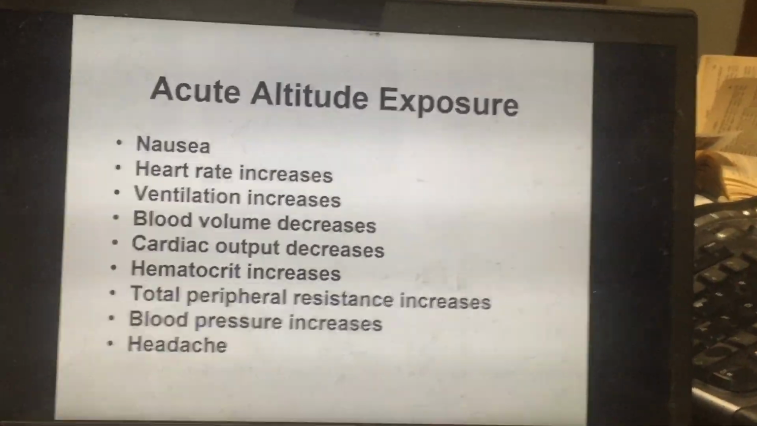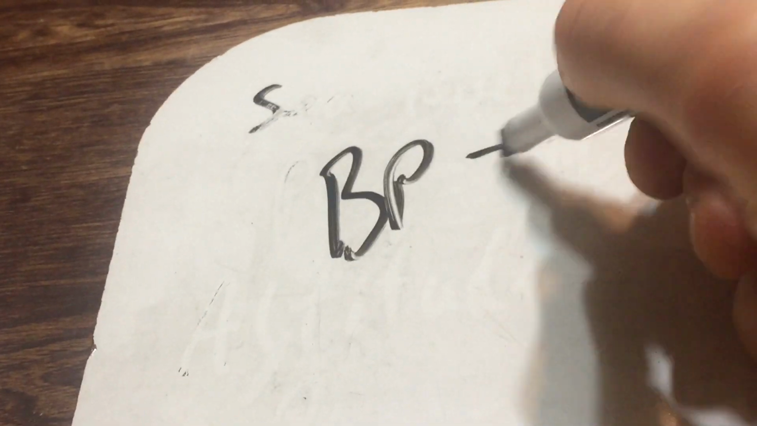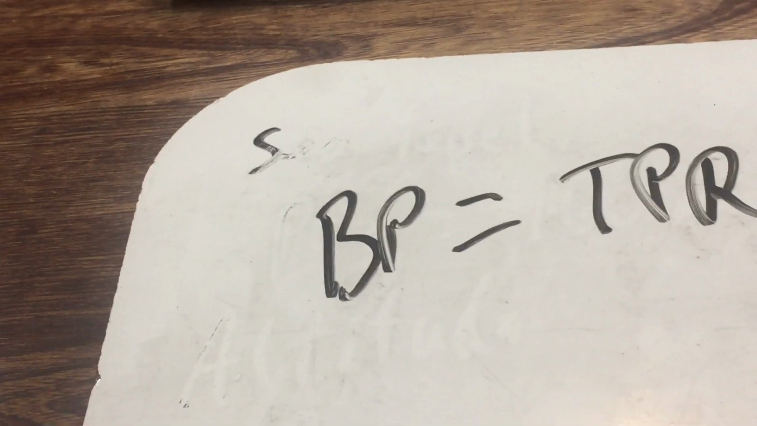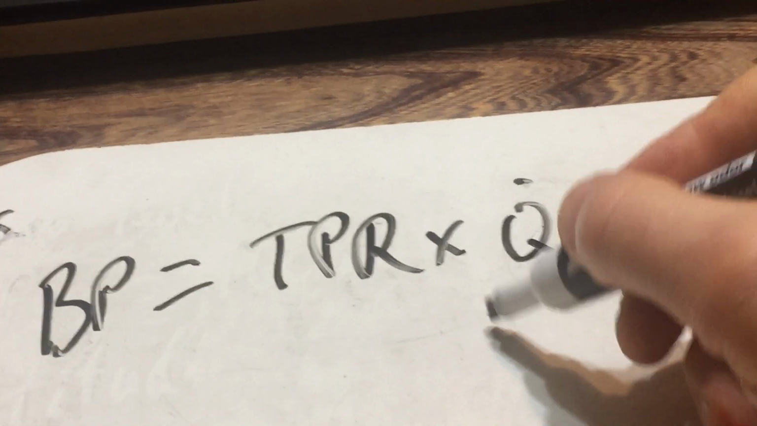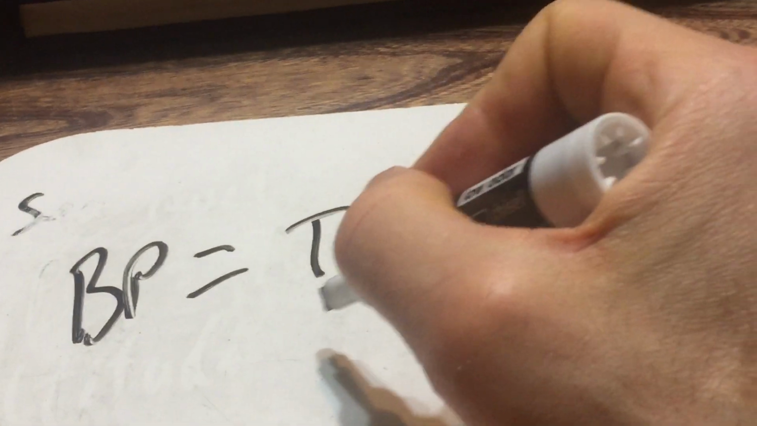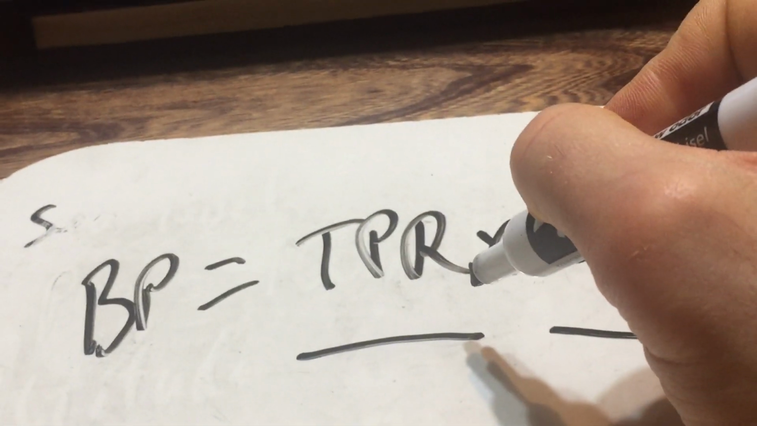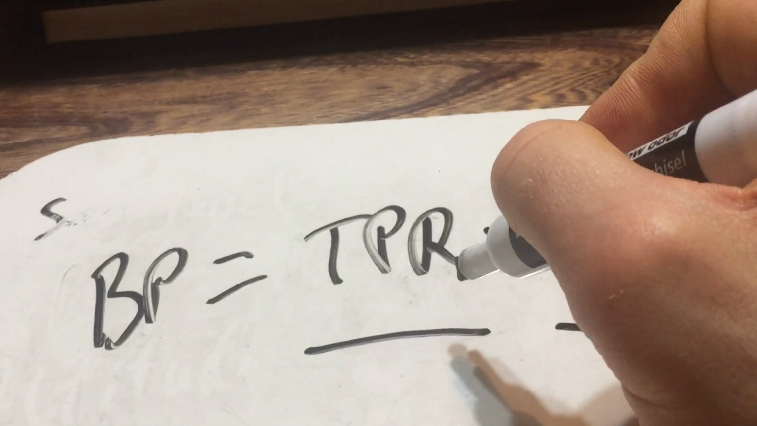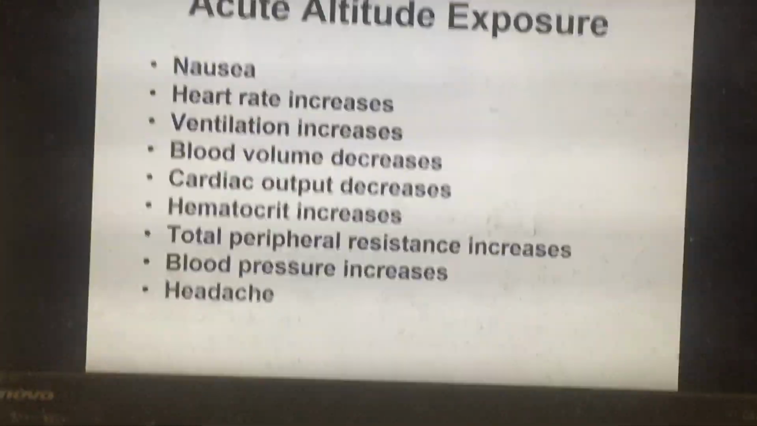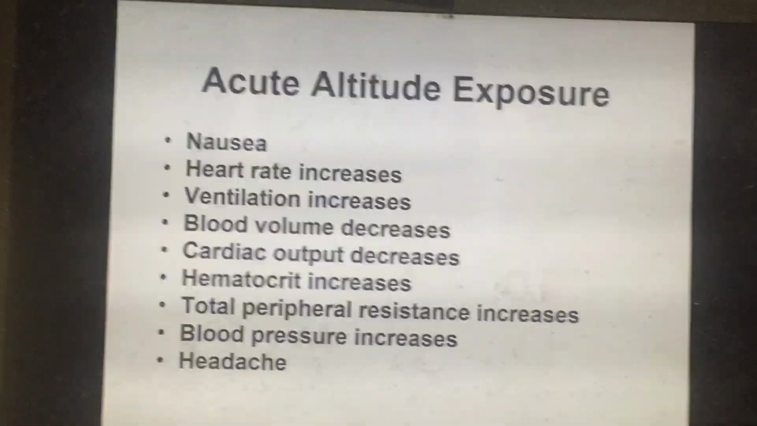Blood pressure will increase because of that increase in total peripheral resistance. So again, if we go back to the whiteboard, recall that blood pressure is equal to total peripheral resistance multiplied by your cardiac output. As I mentioned, your cardiac output is most likely decreasing at altitude, but your total peripheral resistance, because of that increase in hematocrit, goes up so dramatically that it drives up your blood pressure at altitude. So you get an increase in blood pressure, and you also get an increase in headaches at altitude.